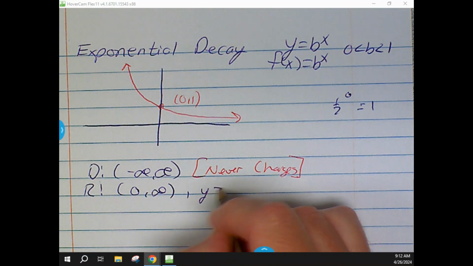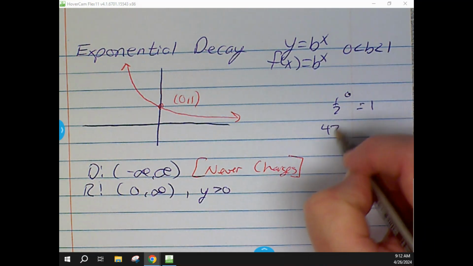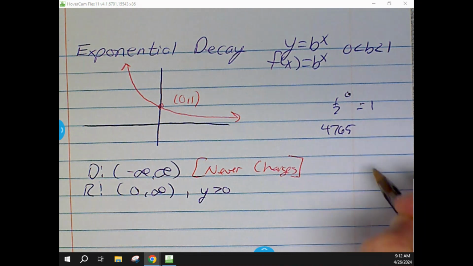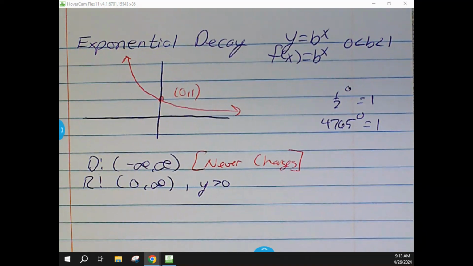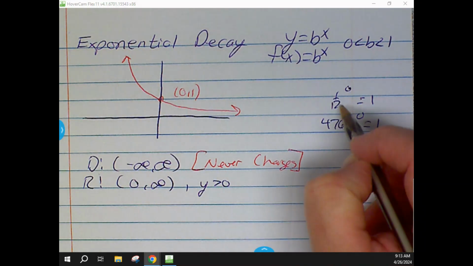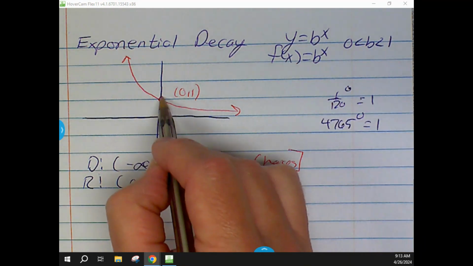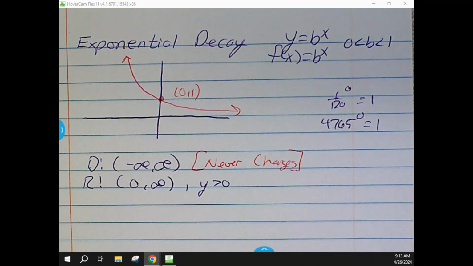So anything to the 0 power, it could be 4,765 to the 0 power. It doesn't matter what that base number is. If it's any number to the 0 power, it's going to be 1. So same thing back here. If this was a half, or a 12th, or 1 over 120, it doesn't matter. If it's that number to the 0 power, it's always going to be 1. So even with decay, you're still going to have 0, 1 as a reference point.